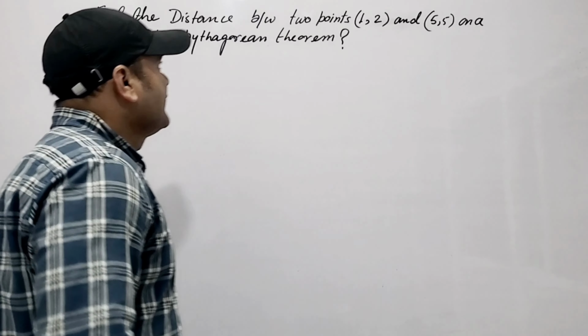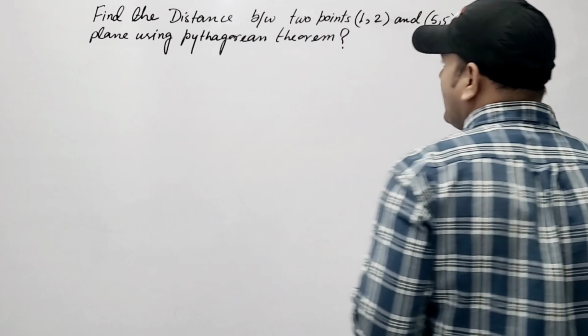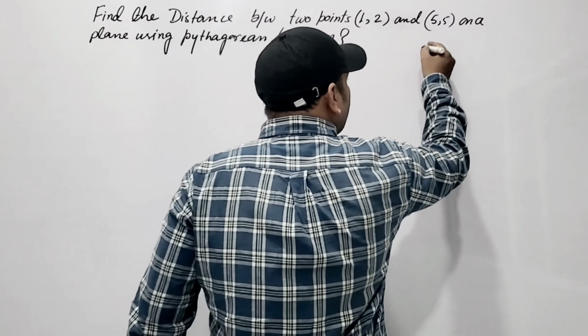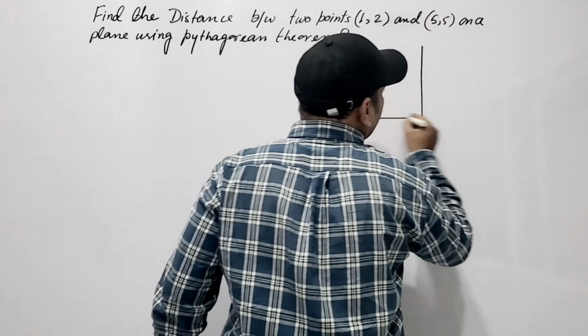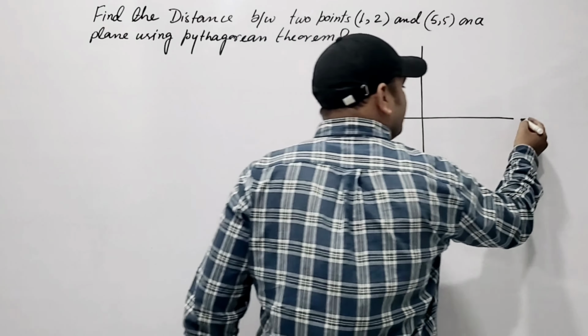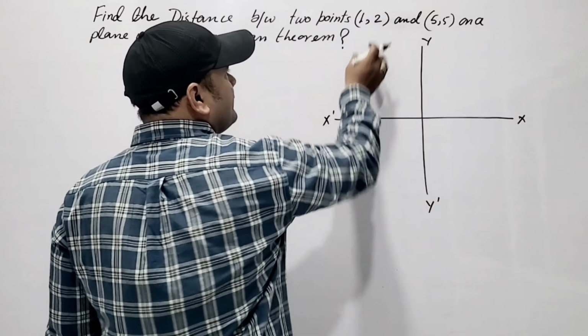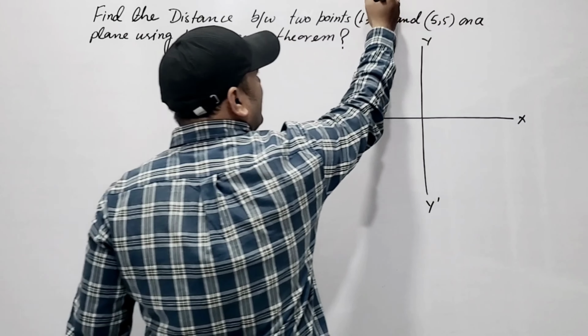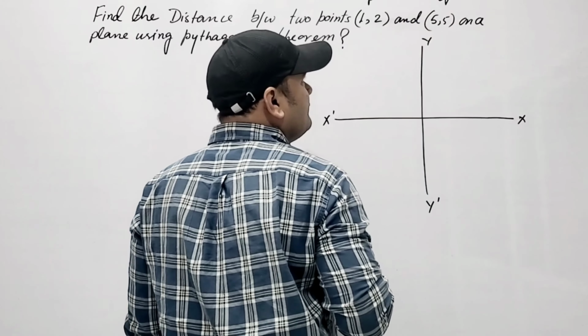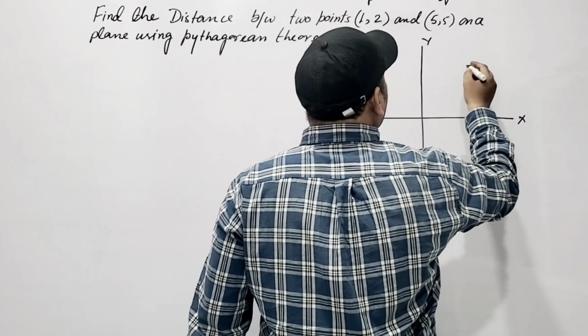In this question, we are going to find out the distance between 2 points by using Pythagoras' theorem. As we know, in a coordinate plane, there is an x-axis and a y-axis. For example, if I mention these 2 points P and Q, both points are lying in the first quadrant. So 1, 2.